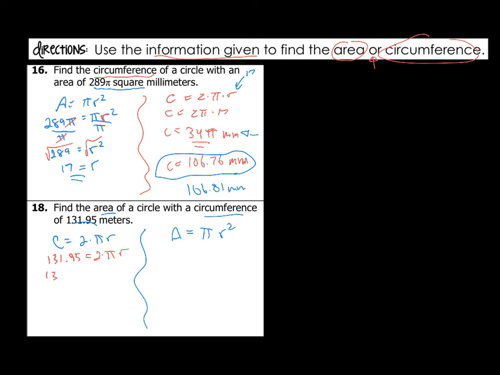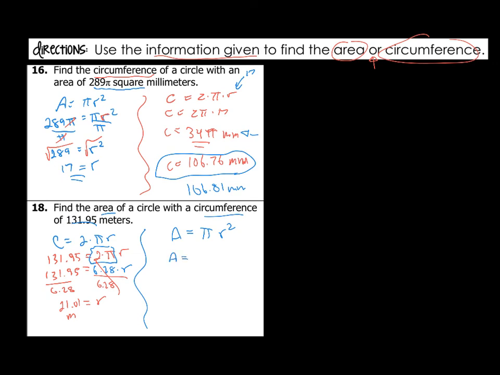Now, a little different. This one doesn't have pi in the answer, so I can't just divide by pi and make it go away nicely. So what I can do is multiply 2 times pi to get 6.28 times the radius. And then I can divide by 6.28 on both sides to cross that out and yield me a radius of 21.01, technically meters. Okay, so now I come over to my area formula.